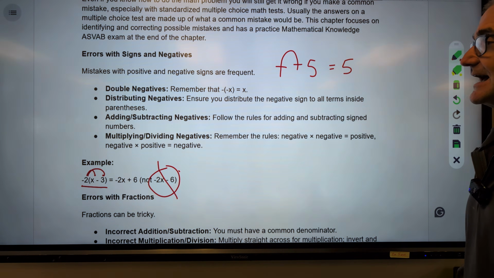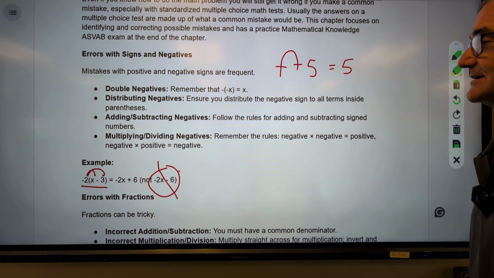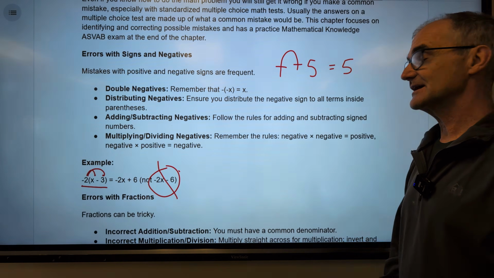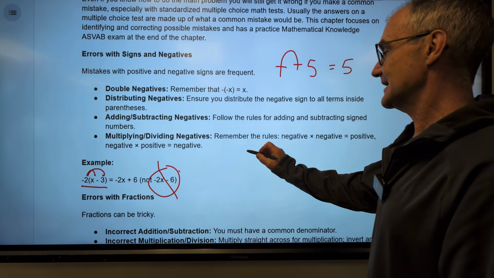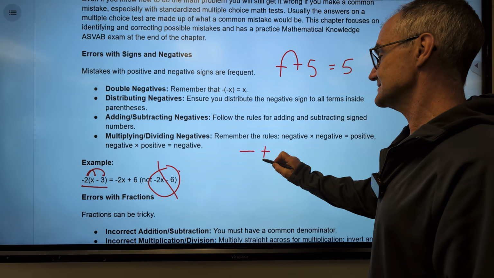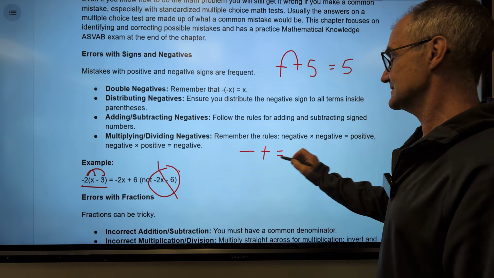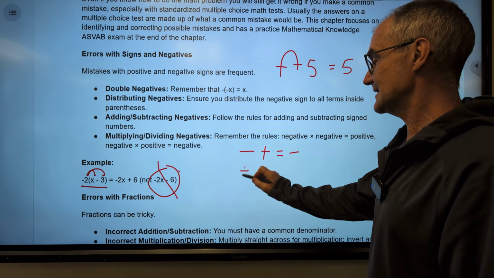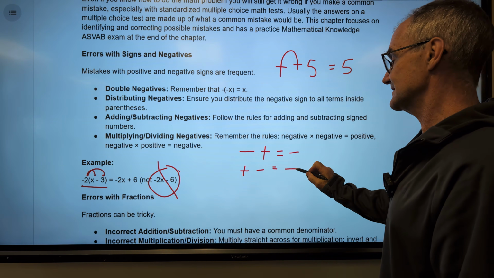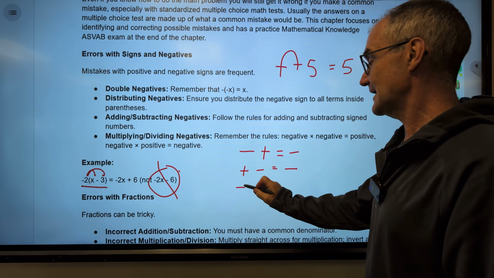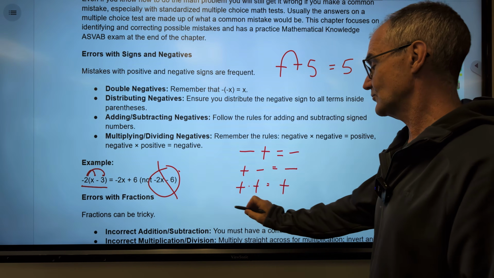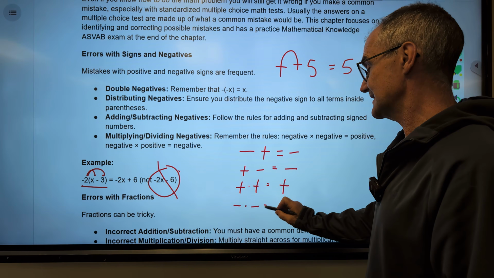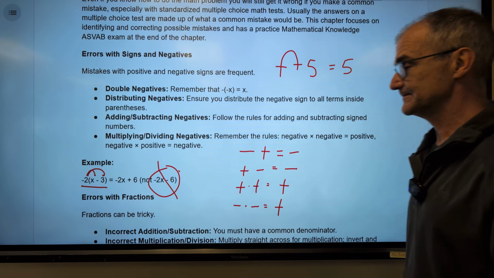Really keep track of adding and subtracting negatives, and then multiplying and dividing negatives, also a good place to make a mistake. Remember that a negative times a positive, this is multiplication, is always a negative. A positive times a negative is a negative. A positive times a positive is positive, or a negative times a negative is positive.